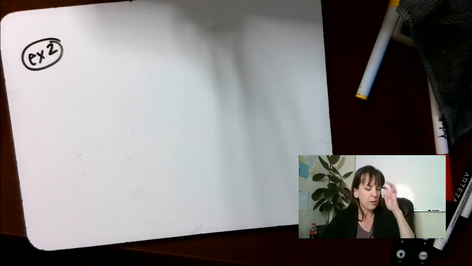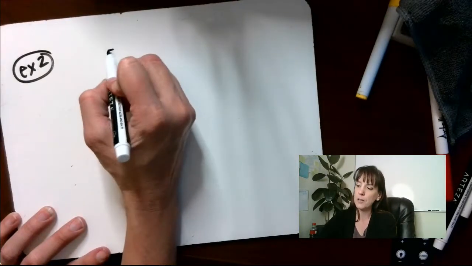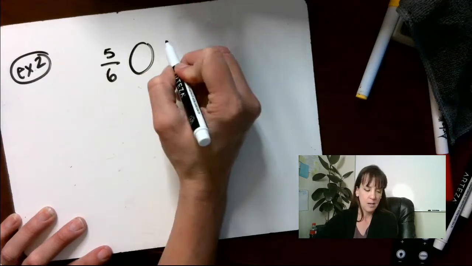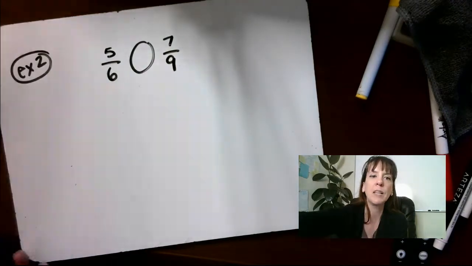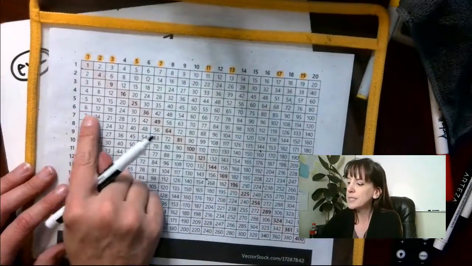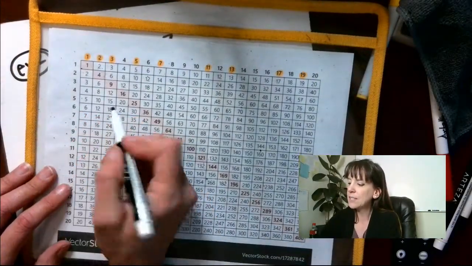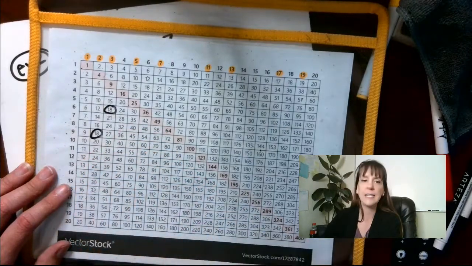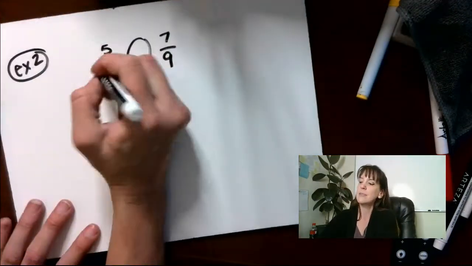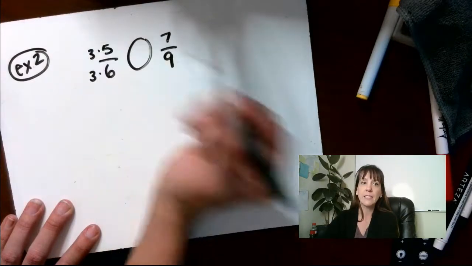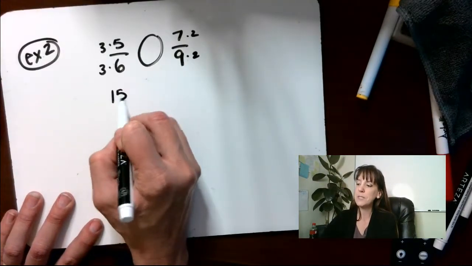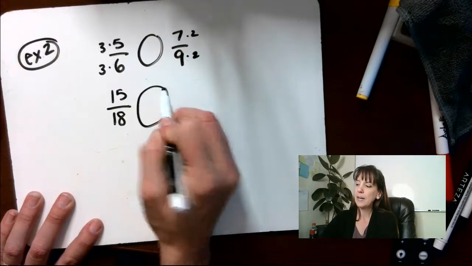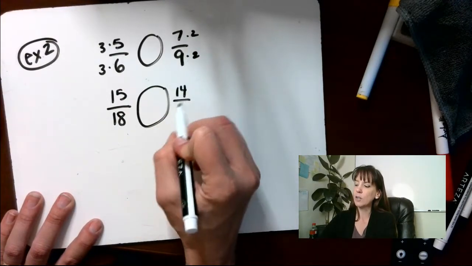All right, write these two fractions with common denominators so that you can compare them. A couple different ways to compare, but let's take a look again at our handy chart. We've got 6 and 9. So 6 and 9, I can already see it right here, 18. So looking at this, I'm going to multiply this by 3 and this by 3. I'm going to multiply this by 2 and this by 2. So what I have now is 15 over 18 compared to 14 over 18.